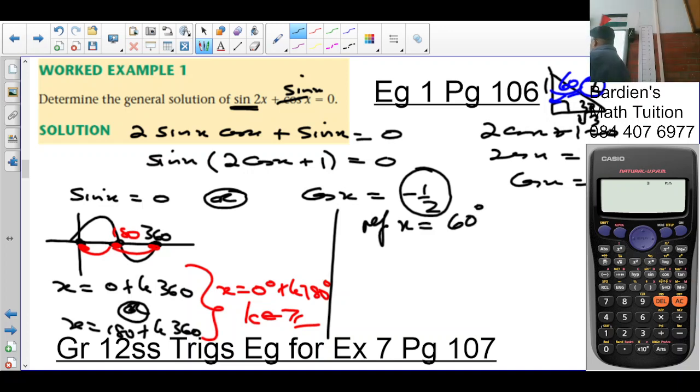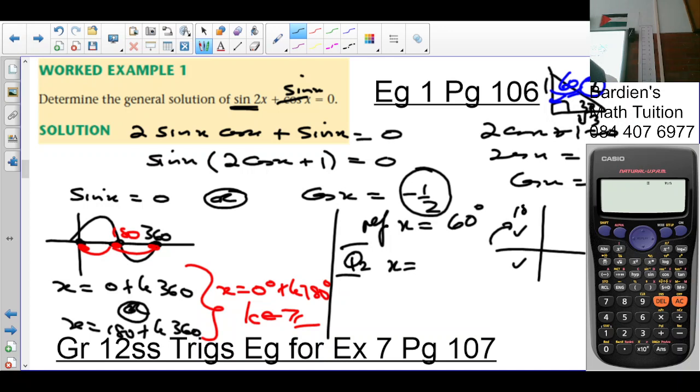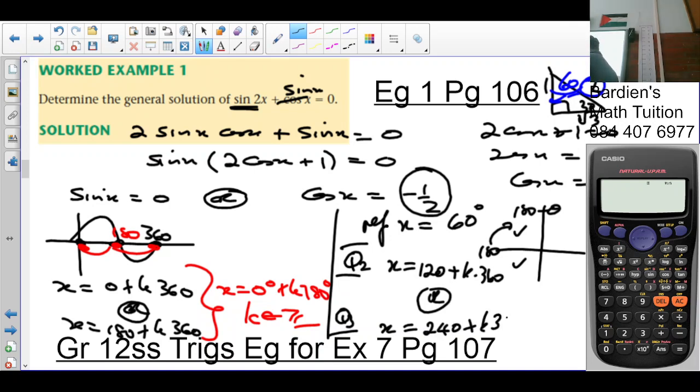So the question that comes to mind is which quadrant is cos negative? It's quadrant 2 and 3. So if you go with quadrant 2, x is equal to 180 minus theta. So it's 180 minus 60, which is 120, plus k times 360. Or in quadrant 3, x is equal to 180 plus 60, which is 240, plus k times 360. Where k is an element of the integers.